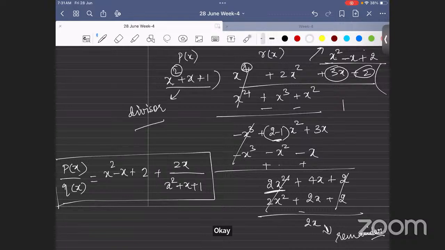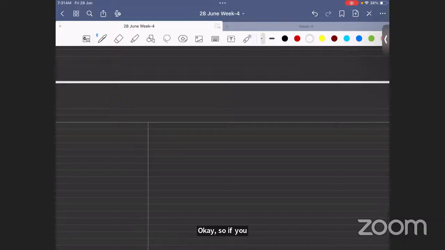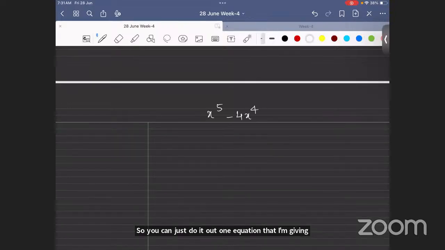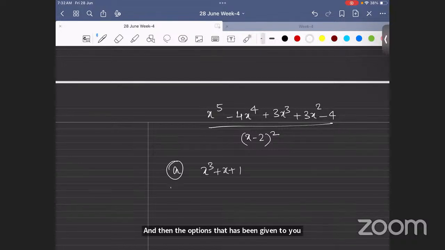Okay, so this is also simple, the division part. So you can just do it out. One equation that I'm giving to divide: x to the power 5 minus 4x to the power 4 plus 3x cube plus 3x square minus 4. You have to divide it with (x minus 2) whole square. And then the options that have been given to you is x cube plus x plus 1.